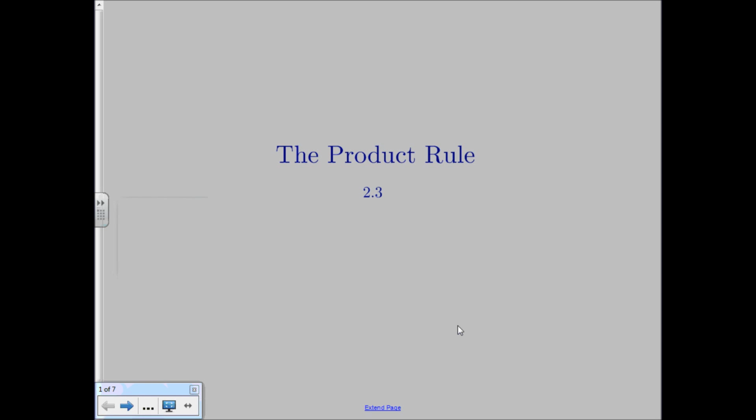So what we're going to talk about today is how we take the derivative of more complicated functions. Last time we were talking about basic differentiation rules and how they can speed up the process of taking a derivative over using that limit definition that we were using before. And now we're going to start talking about more complicated functions.